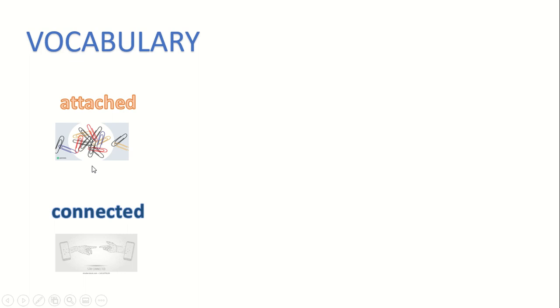We attach a paper to a paper. We attach something to the email, a Word document to the email or something like that. But when you connect two things, like you connect two mobile phones through something. You connect a laptop to the internet.